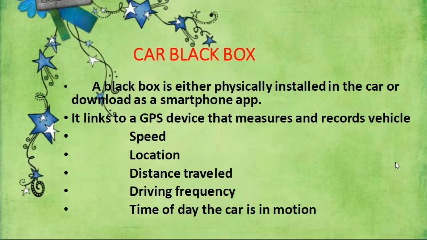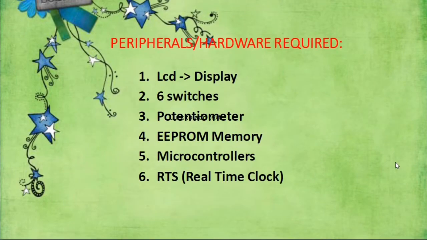What is a car black box? A black box is either physically installed in the car or downloaded as a smartphone app. It is linked to a GPS device that measures and records values of the vehicle: speed, location, distance traveled, driving frequency, time of the day the car is in motion. Physical hardware requirement: LCD display, potentiometer, EEPROM memory, microcontroller, RTC.